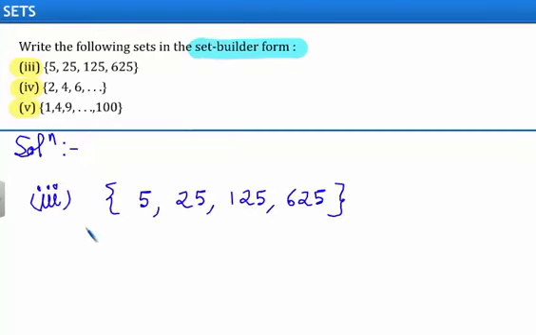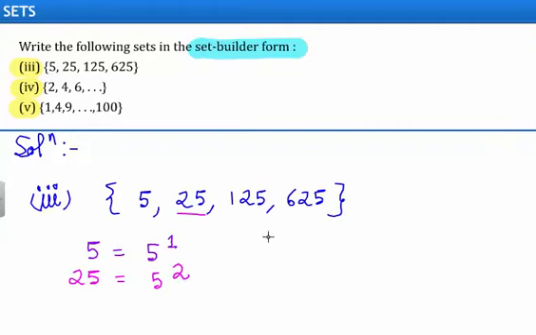Here we have the third part of the given question, and the elements of the given set are 5, 25, 125 and 625. Now if you observe the elements very carefully, you can see that 5 is equal to 5 raised to the power of 1. Then we have 25. So 25 is equal to 5 raised to the power of 2.